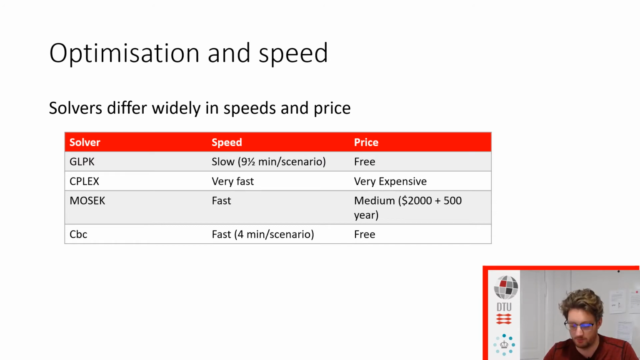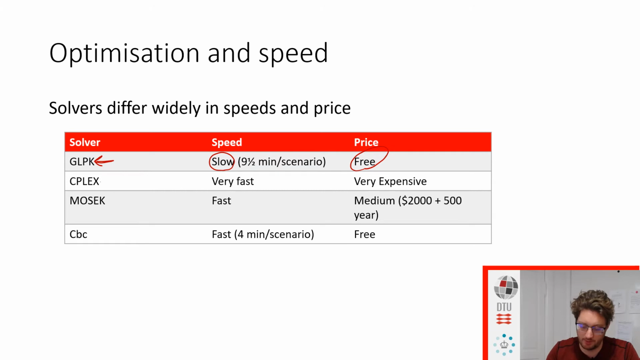So in LEAP we generally have had four solvers available. We have the standard GLPK solver, which is a free solver, but it is also quite slow. On my laptop, with the model that we're working on, which is also available on SharePoint, it took me about 9.5 minutes for each scenario to calculate. But it is a free and inbuilt solver that also works in Osmosis.